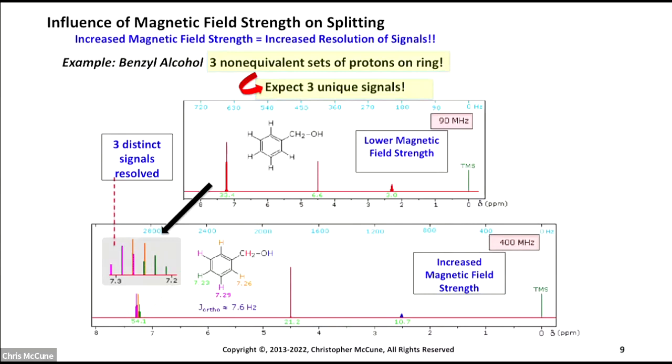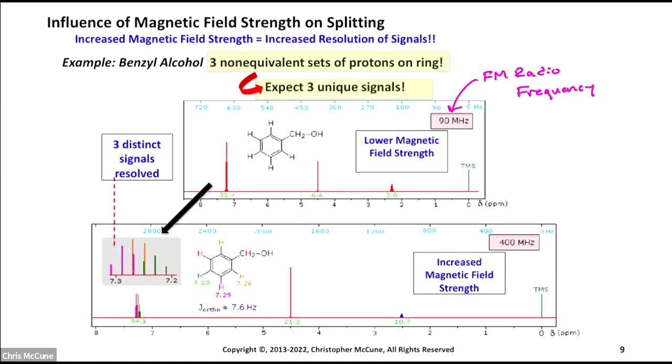Okay, so let's look at the influence of the magnet field strength on splitting, just to show you what it's like to go from a pretty weak magnet. 100 megahertz is our radio FM dial, right? So this is basically your FM radio frequency.